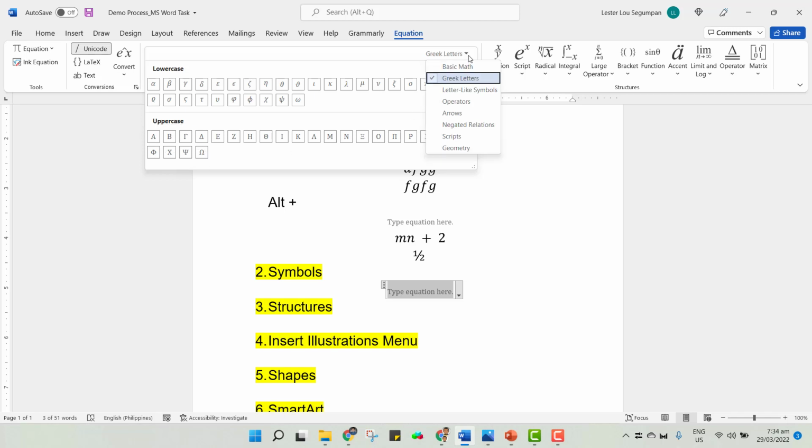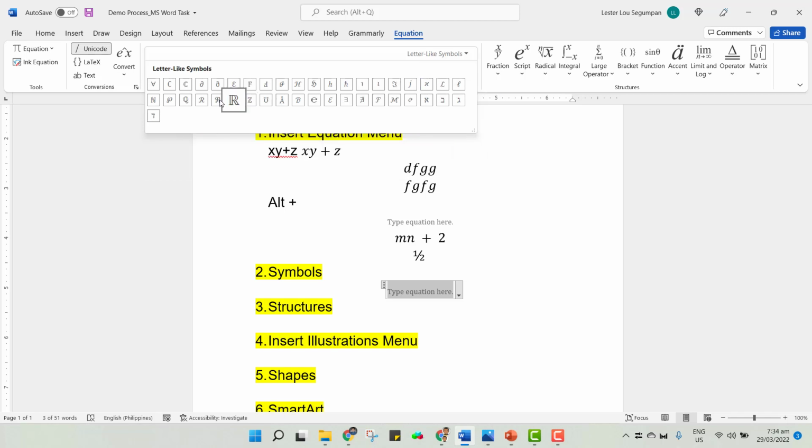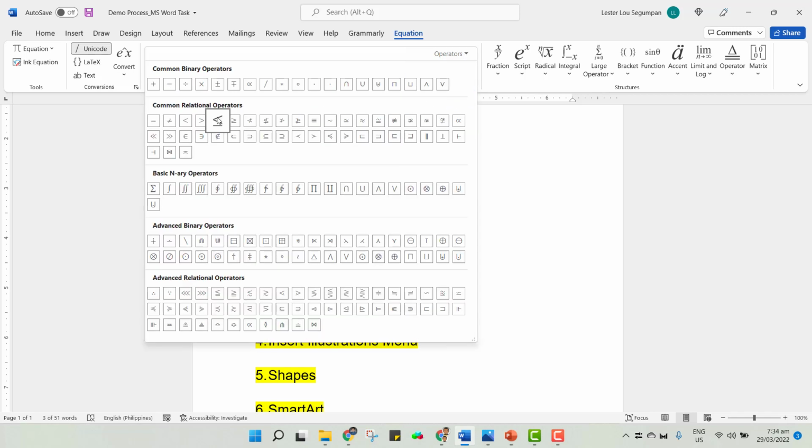And we're going to browse another set here, letter-like symbols. In here, you would see again the for all and the symbols for the real numbers, the integers, the rational numbers, natural numbers, the counting. Natural numbers are counting numbers, sorry. Right? So we have the symbols here that we can always use. Another one, operators, the plus, greater than, sets.